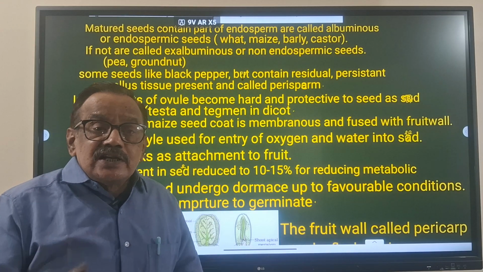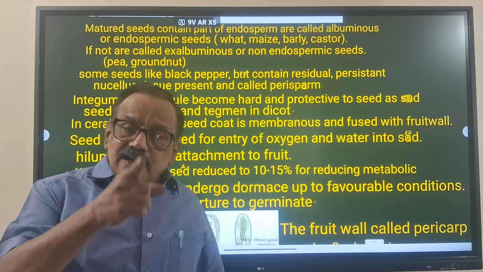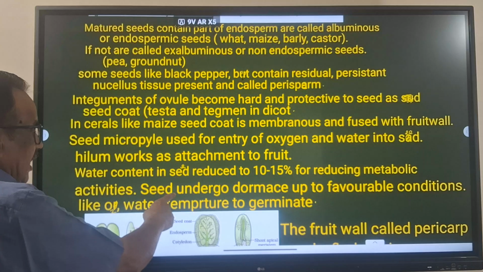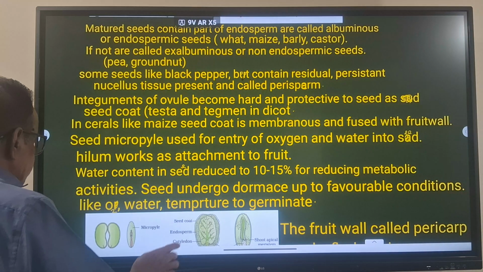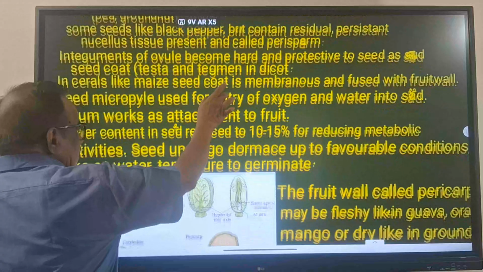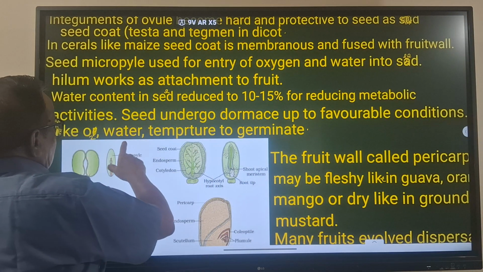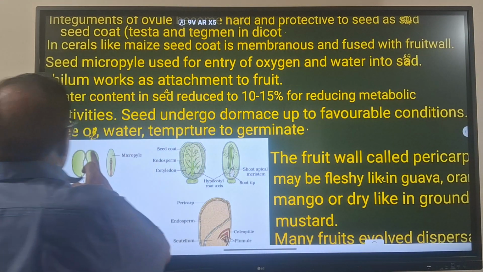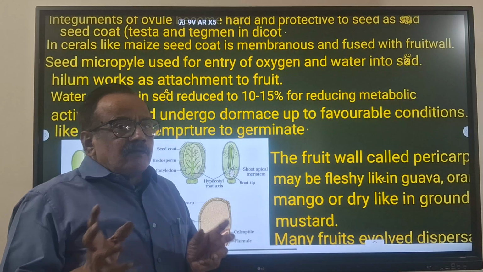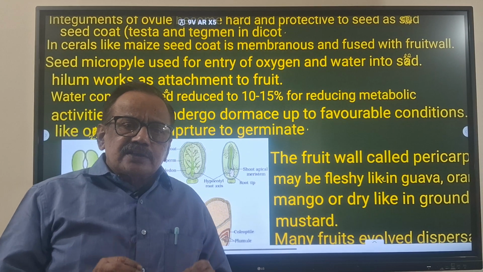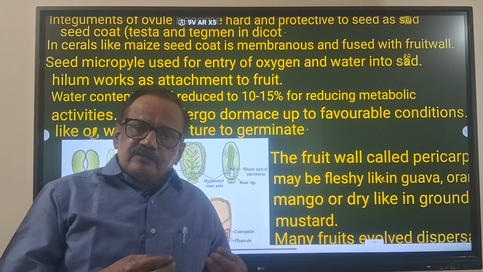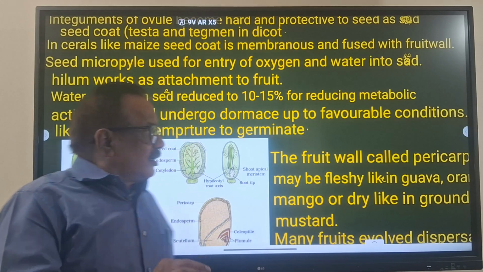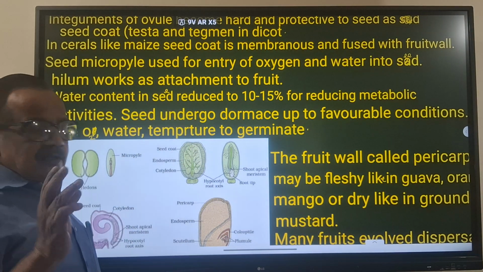The period during which the seed is present with reduced metabolic activities is called dormancy. That is also given clearly; it is important, remember it. So the seed undergoes dormancy up to the favorable conditions. What are the favorable conditions? It must get water, temperature, and oxygen. When oxygen, water, and temperature are all available properly, then only the seed will be activated, release dormancy, and germinate. So these three, oxygen, water, and temperature, must all be there.